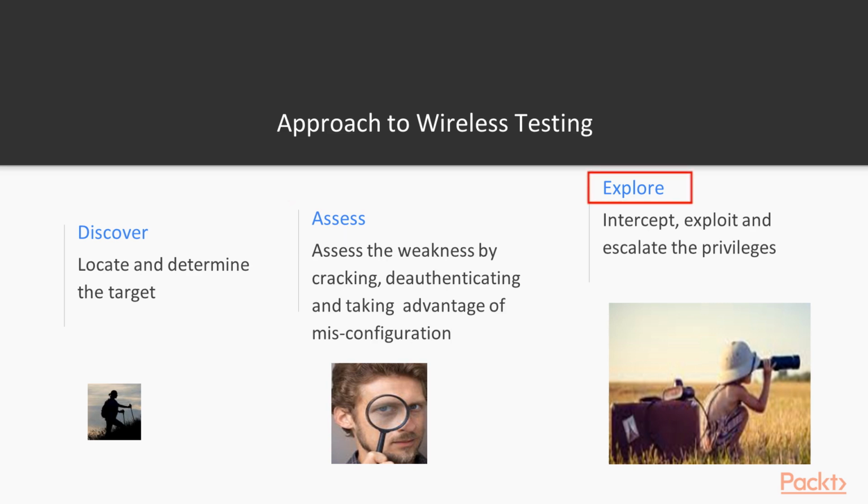And explore is a quite interesting phase where, after connecting to the network, you see whether you can intercept or exploit any other victim on the same network, and also escalate the privilege to achieve the objective. Let's say our objective is to take over a complete domain of a company through wireless assessment. That is potentially possible. We would do one scenario showing how we could take over the entire network just by cracking into the wireless of that company.